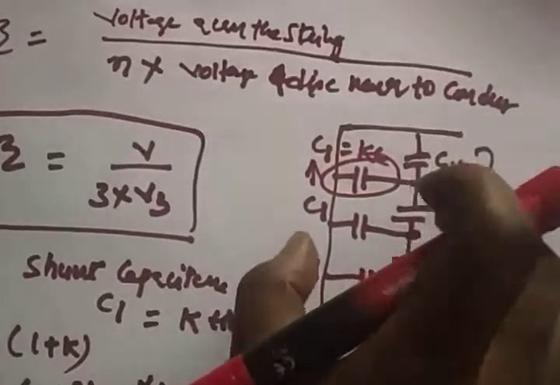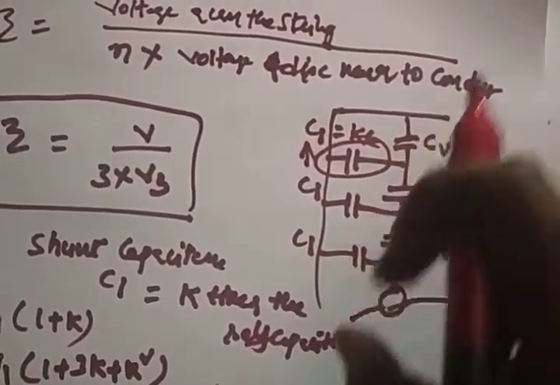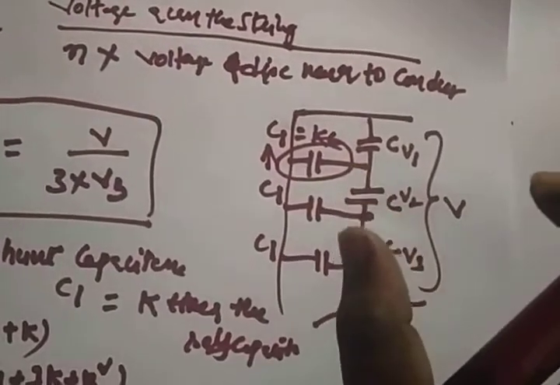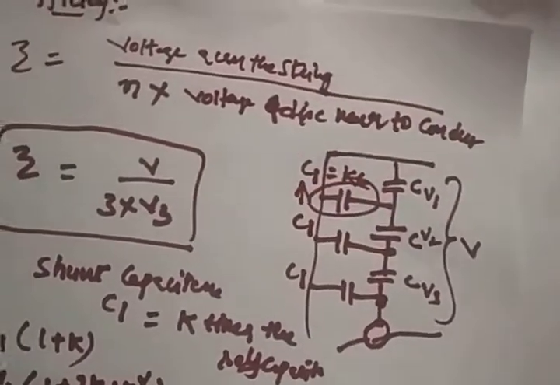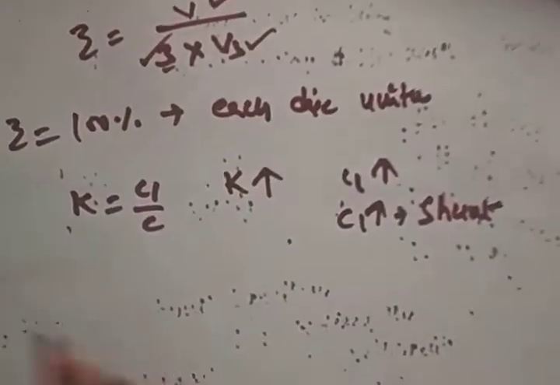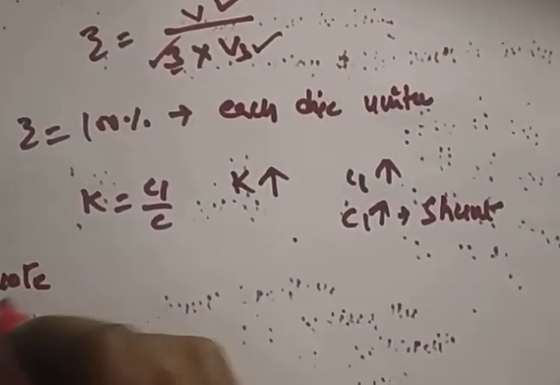So if K is increasing, your shunt capacitance is increasing. If your shunt capacitance increases, are you getting uniform voltages across each and every disk? Definitely not. So what about the string efficiency? Your string efficiency is reducing. Got it now? So what is the main note that we discussed?